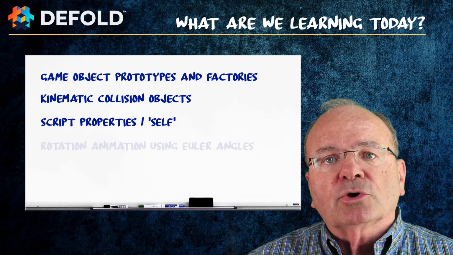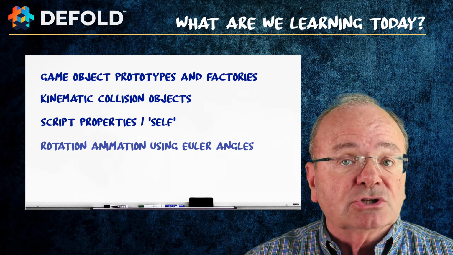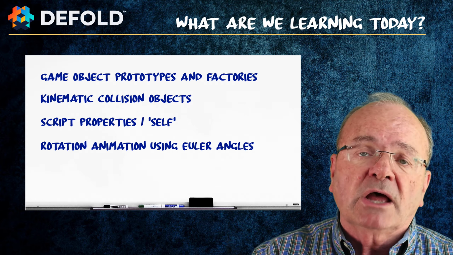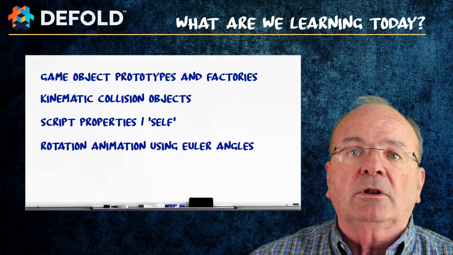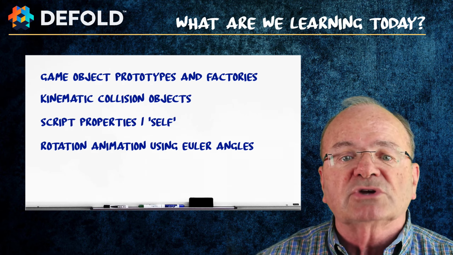The fourth thing we're going to learn is the concept of rotation using the go.animate feature that we used in the last tutorial, only this time we're going to rotate using something called a Euler angle that will allow us to control the nature of the rotation.